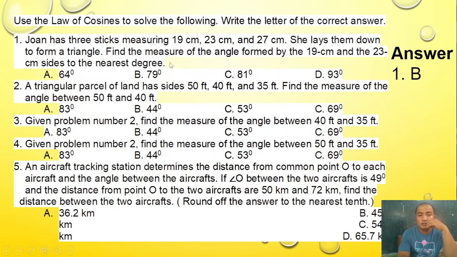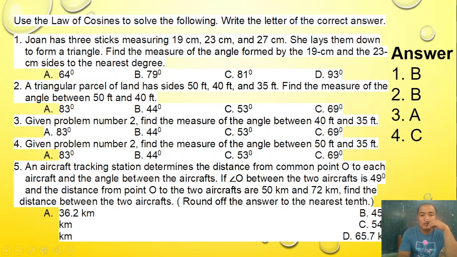Okay, kindly check. Show your solution and submit in the messenger. For number 2, 50, 40, 35, find the measure of the angle. Again, law of cosines here. The answer is 44 degrees. Law of cosines pa rin ito sa number 4. C is the answer. 53 degrees. Ang number 3 is 33 degrees.